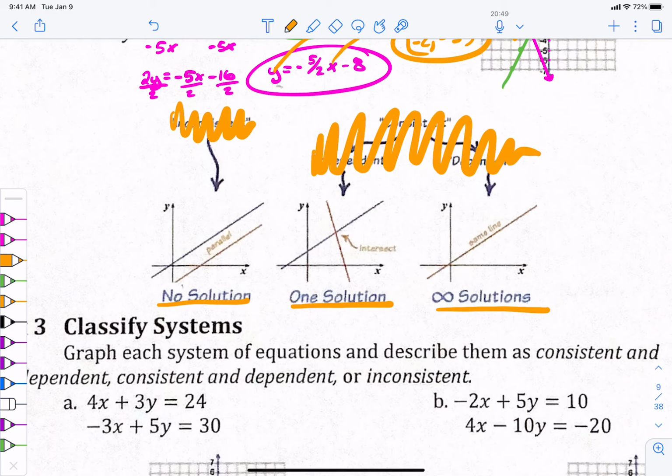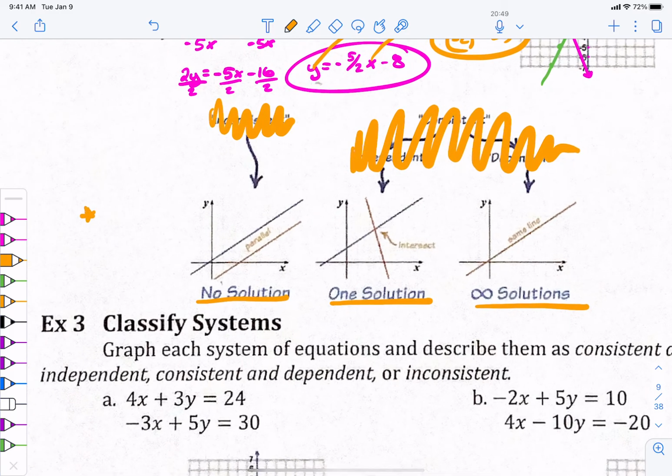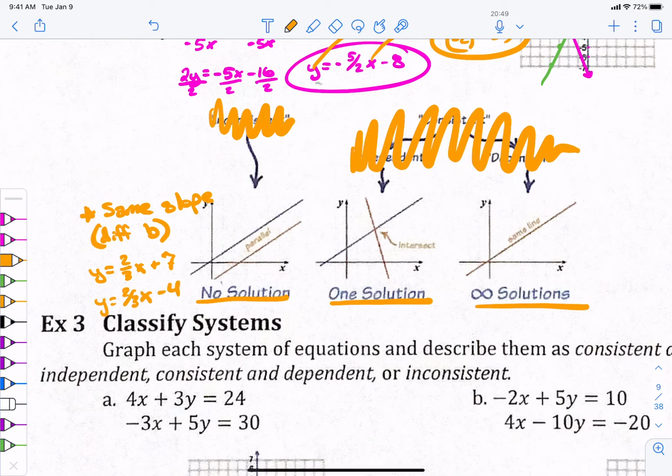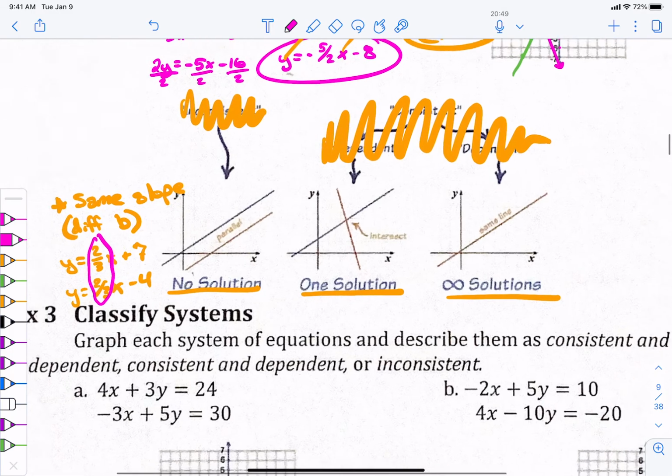If it has no solutions, the lines are parallel. Okay, so let's put another little note on here. If the lines are parallel, what's another thing that I know about the equations? They have the same slope. Same slope. And I'm also going to put here different b. Okay, same slope, but they are going to have a different b value, like y equals 2/3 x plus 7 and y equals 2/3 x minus 4. They have the same slope. The slope is 2/3, but they do have a different b. Does that make sense?